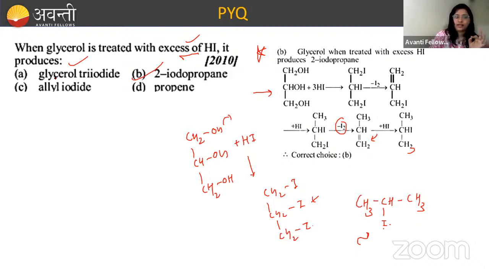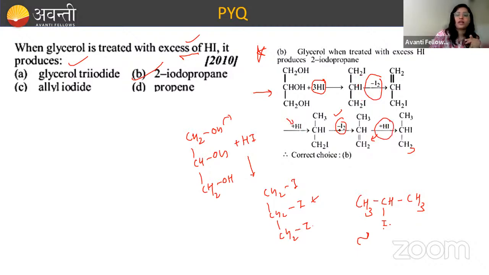But that is not the case here. See what is happening here. Here, first of all, one molecule is going to add. Okay, all the molecules have been added. After that, there will be removal of I2. After removing I2, again add HI. Again remove I2. Again add HI.